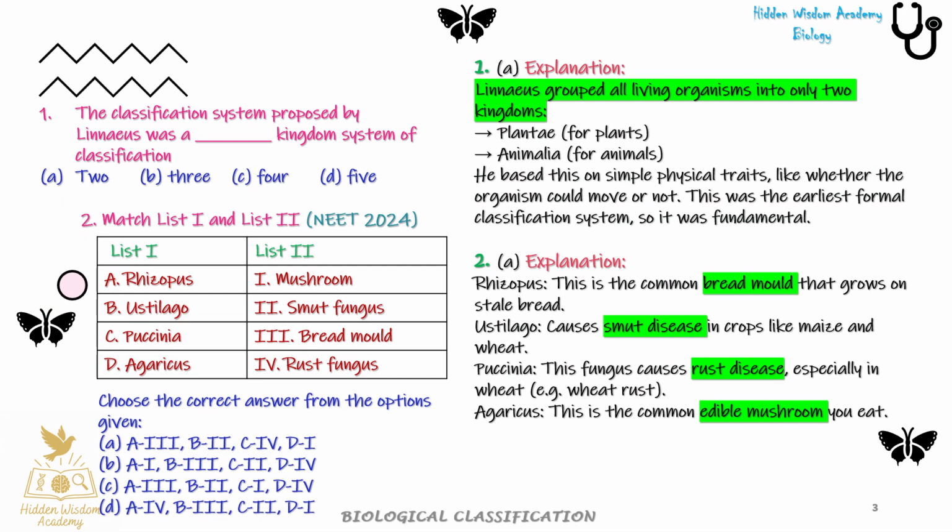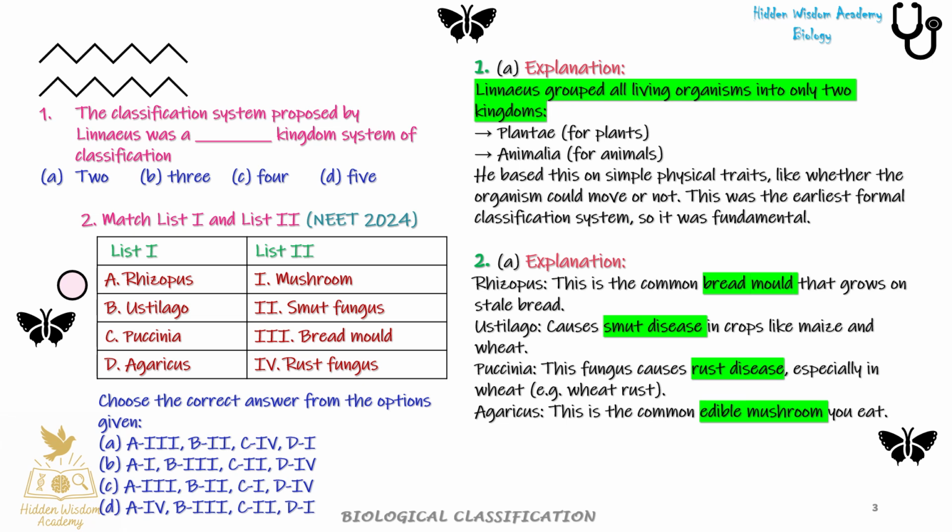The correct answers are at the end. 1. The classification system proposed by Linnaeus was a blank kingdom system of classification. Option A. 2. Option B. 3. Option C. 4. Option D.